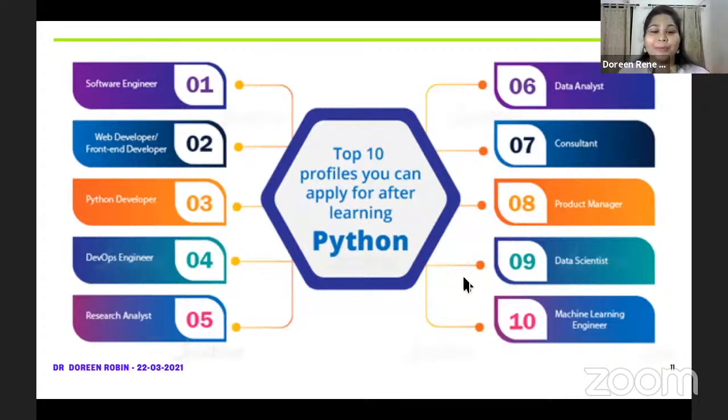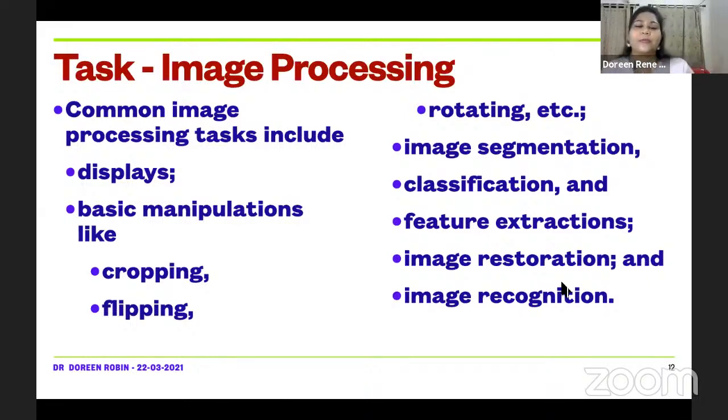As our principal had asked today, what are the profiles where people can be after learning Python? So I added this: you could be a software engineer, a web developer, a Python developer, DevOps, or a research analyst of any domain. It could be physics, chemistry, biology, or even space. A data analyst, a consultant, a product manager, a data scientist, and a machine learning engineer. Those are some profiles that you could have.